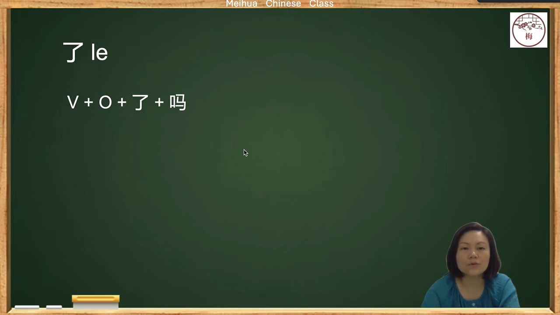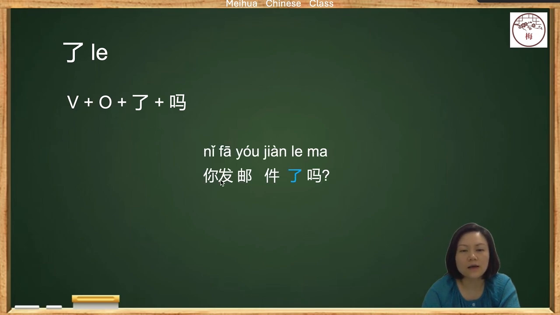So how do we form the question sentence? It's a bit different because we need to move le from between to follow the object, after the object. So usually in the office, we would check with our colleagues, right? Did you send the email, the meeting invitation? Did you send the meeting invitation? We want to confirm that something has already been finished.